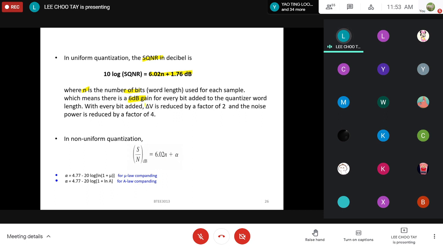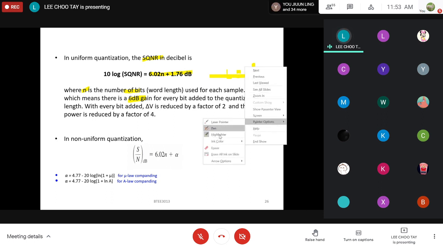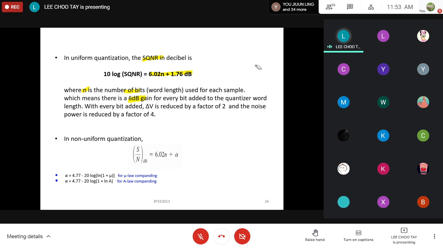Of course, this is not a surprise, because whenever you add one more bit, you increase the number of quantization levels. Your L will increase because L is equal to 2 to the power of N. Then I'm going to reduce delta V, because delta V is equal to 2Vp over L. If I increase N, my L will increase, and with the increase in L, I'm going to have a reduction in delta V. The error is delta V over 2, so if I reduce delta V, my error will reduce as well.